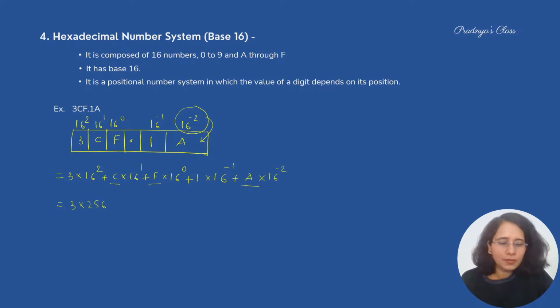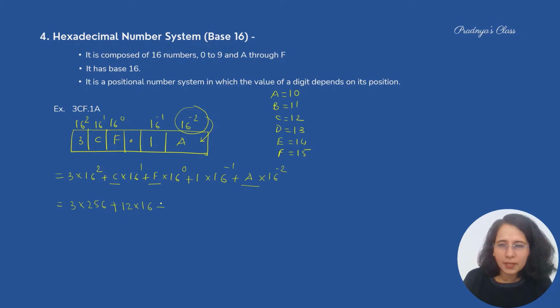Now let's substitute the values of C, F and A. So as you know, the value of C is 12. So 12 into 16 plus substitute the value of F also, it is 15. 15 into 16 raised to power 0 means 1, and then it will be 1 divided by 16 plus again substitute the value of A, that is 10. 10 divided by 16 raised to power 2. Okay, in the next step we will get 3 into 256 will be 768 plus 12 into 16 will be 192 plus we have 15.